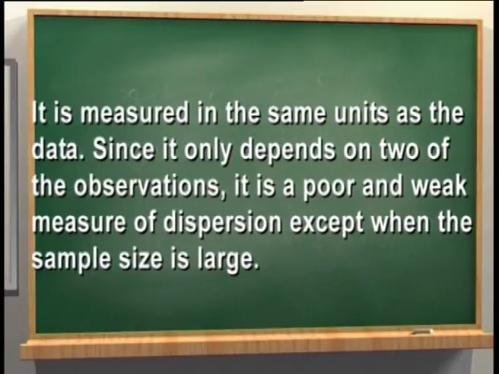In descriptive statistics, the range is the length of the smallest interval which contains all the data. It is calculated by subtracting the smallest observation, that is the sample minimum, from the greatest, that is the sample maximum, and provides an indication of statistical dispersion. It is measured in the same units as the data. Since it only depends on two of the observations, it is a poor and weak measure of dispersion, except when the sample size is large.